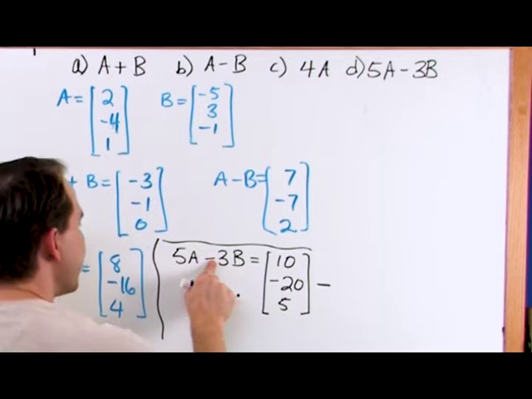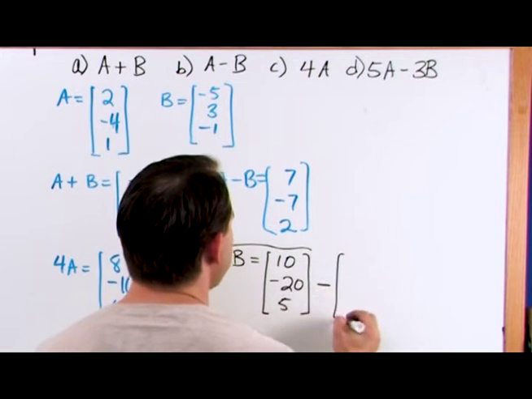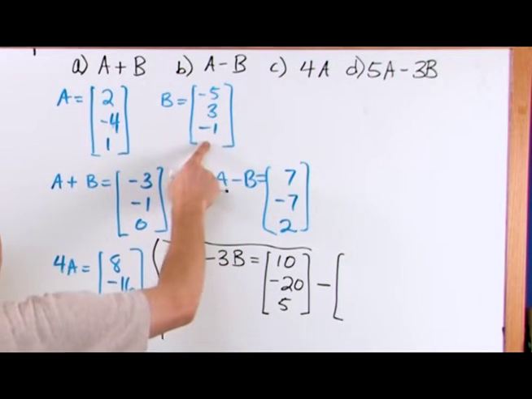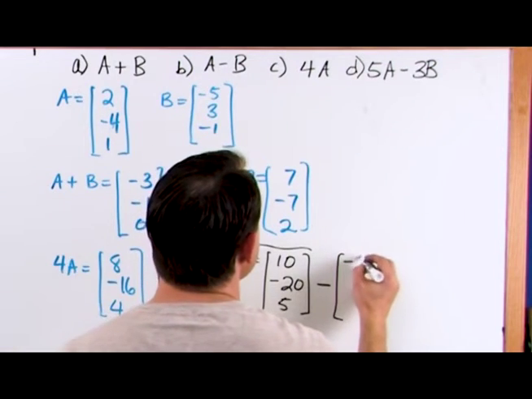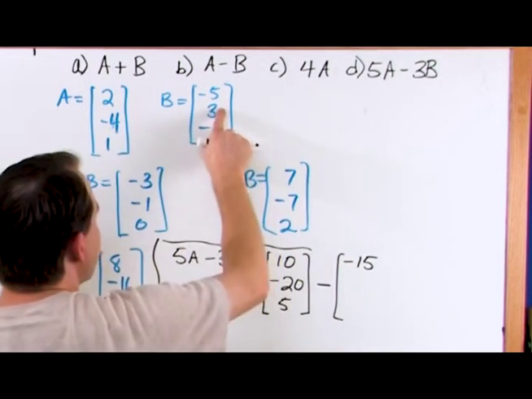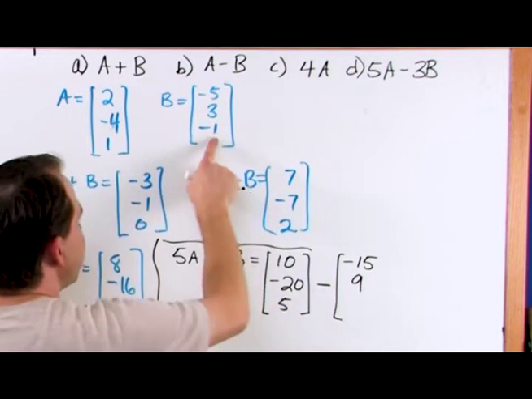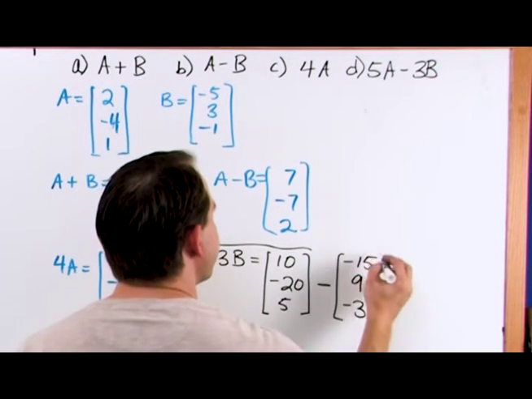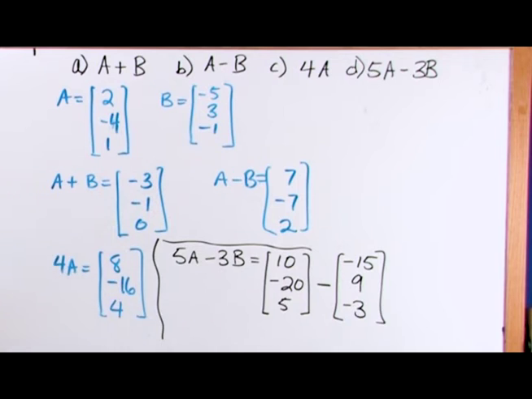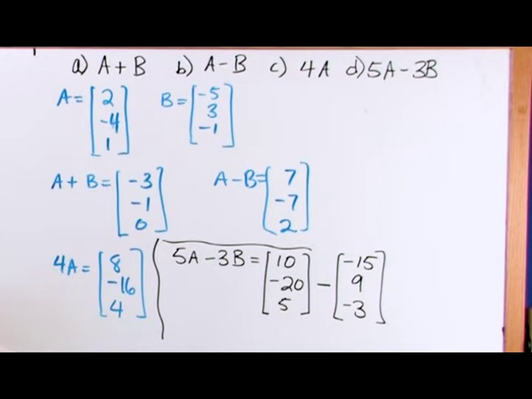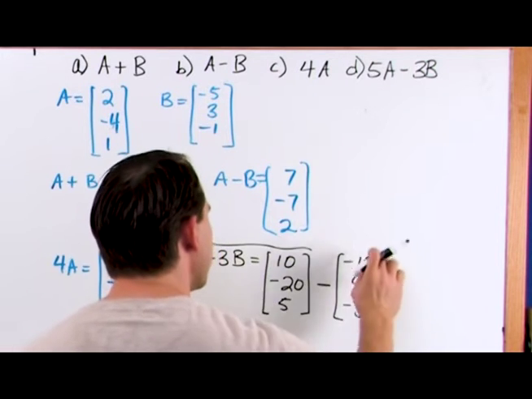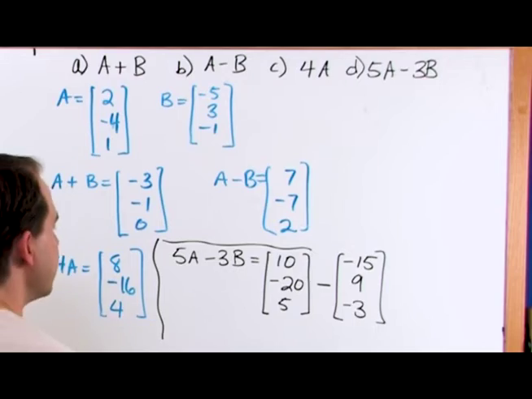And I'm subtracting from that the scalar 3 times the matrix B. So we multiply this matrix by 3. 3 times negative 5 is negative 15. 3 times 3 gives me 9. 3 times negative 1 gives me negative 3. Okay? And so now I have two matrices, 10, negative 20, and 5, and I'm subtracting negative 15, 9, and negative 3. They have the same number of rows and the same number of columns, so I can subtract them no problem.